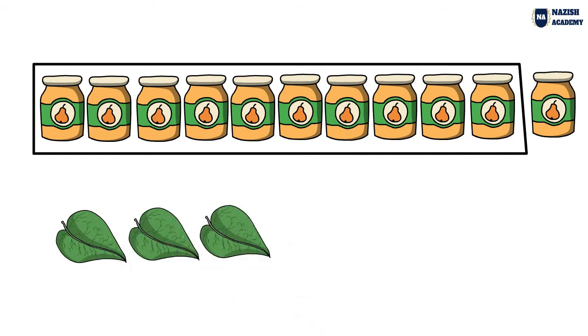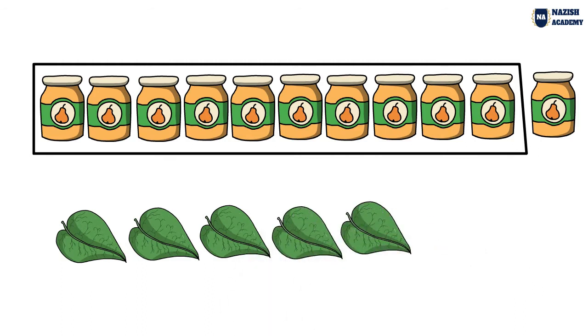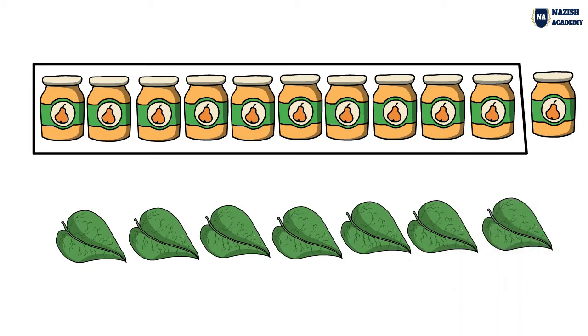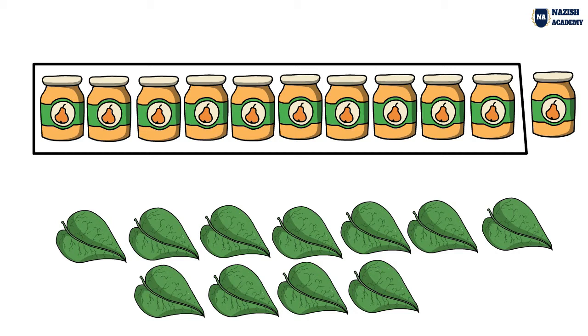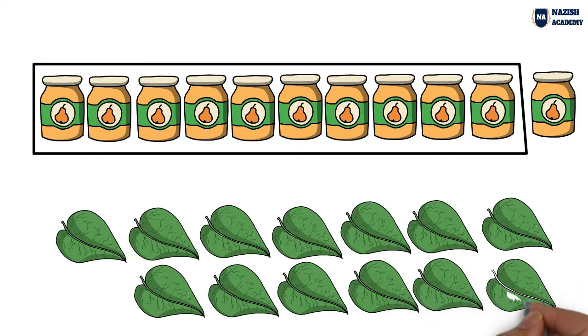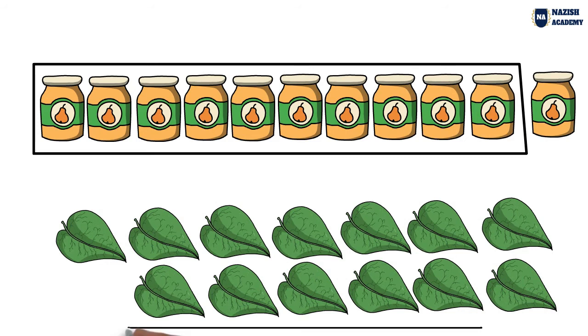1, 2, 3, 4, 5, 6, 7, 8, 9, 10, 11, 12 and 13. 13 leaves are there. We have to make a group of 10 leaves.